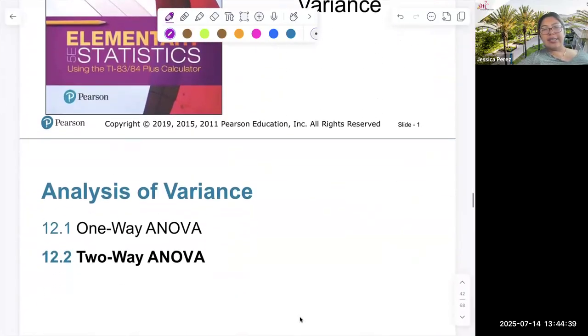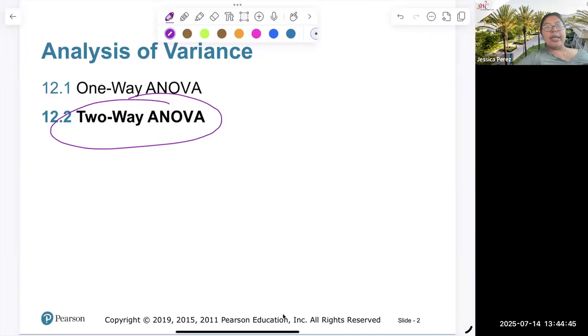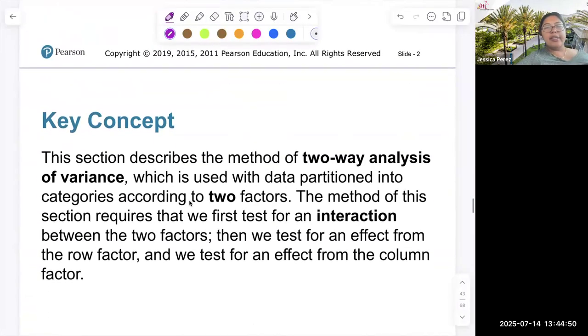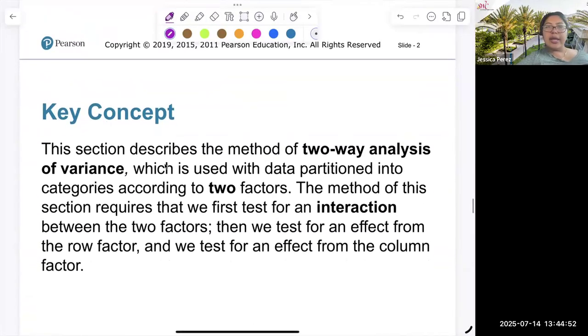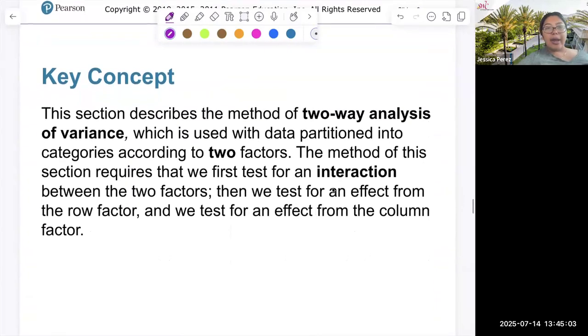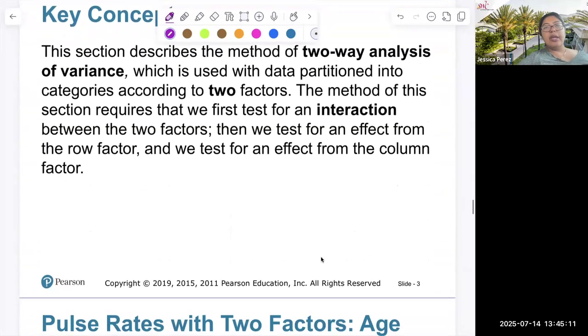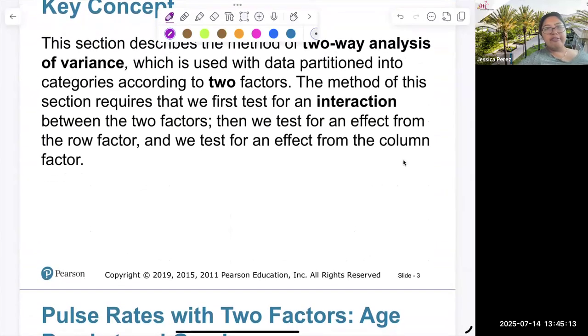Section 12.2 is an extension of 12.1, and now it's called the two-way ANOVA. Again, the two-way ANOVA can be evaluated using StatDisk or StatCrunch. This section describes the method of a two-way analysis of variance, which uses data partitioned according to 2 factors. The method requires that we first test for interaction between the 2 factors. So we're going to see if they're independent or not. Then we test for an effect of the row factor, and we test for the effect of the column factor.